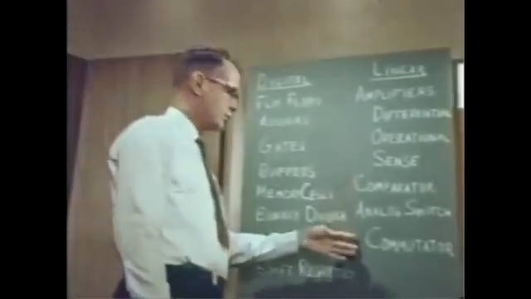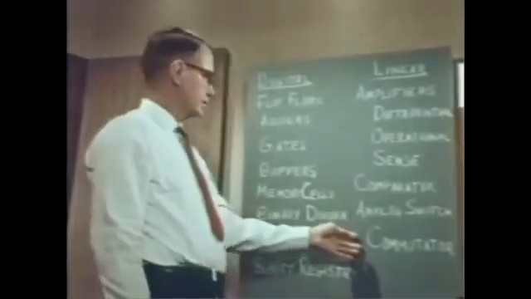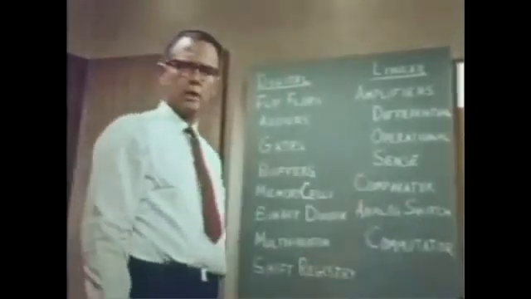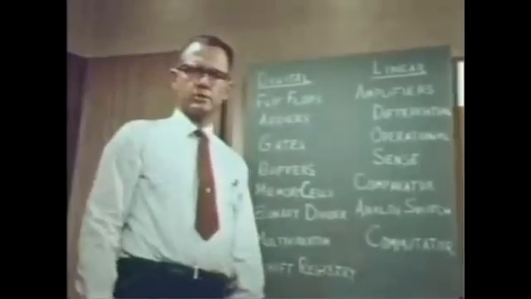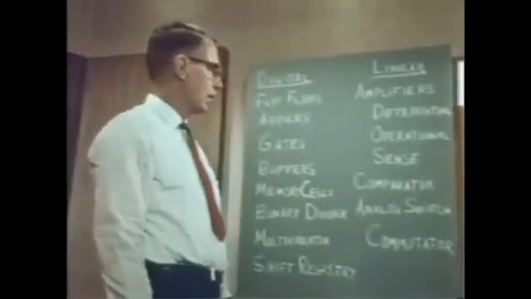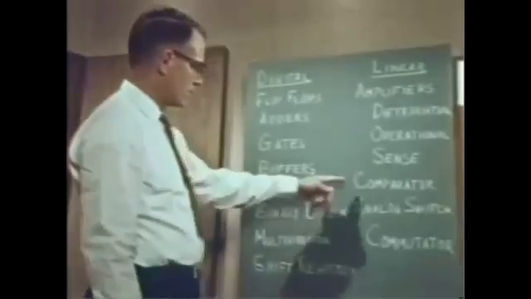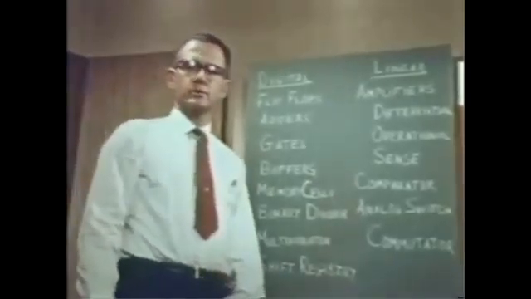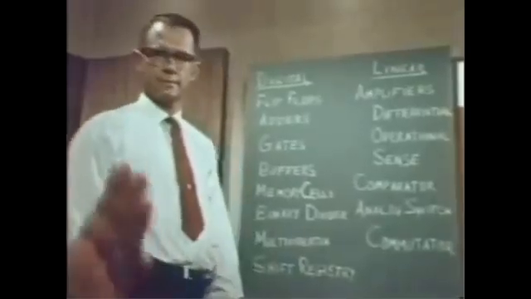This list of linear functions includes a large variety of things. As you probably know, operational amplifiers, for example, are rather precise amplifiers that are used as the major building block of analog computers. The voltage comparator is a circuit which very accurately compares which of two voltages is the larger.